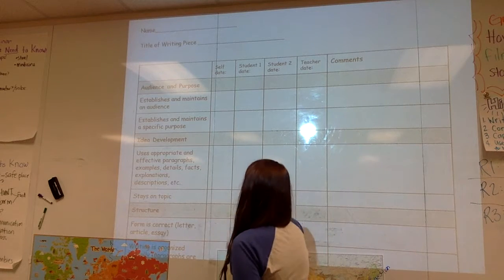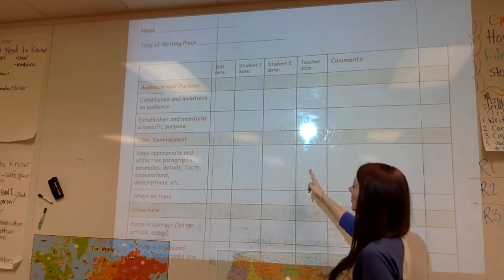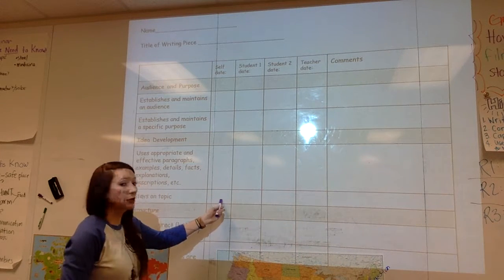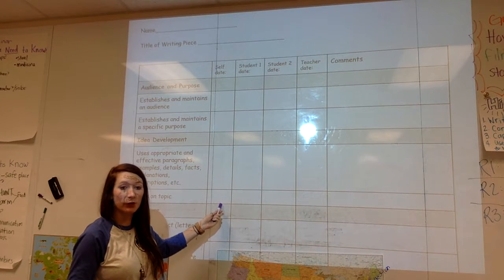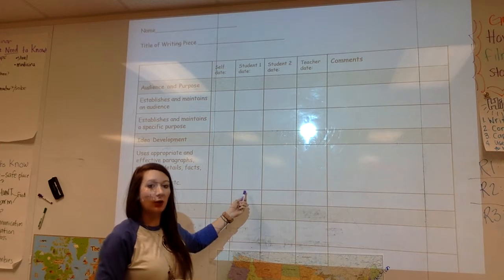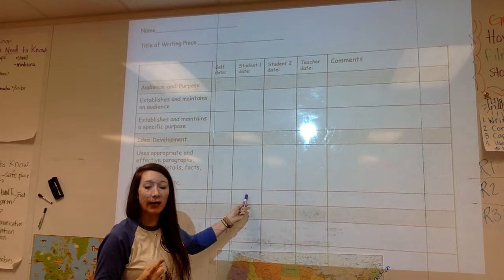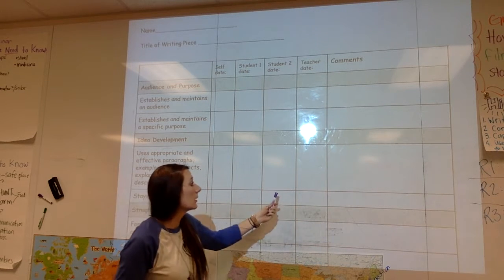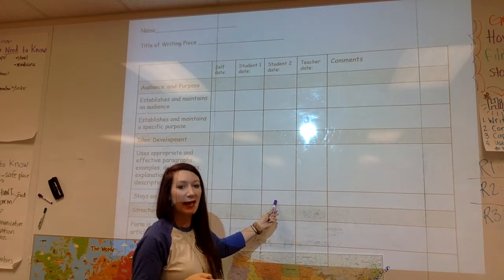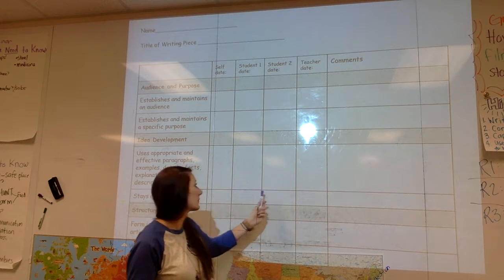If you look at the columns, you'll see that each column has a different purpose. The first column is for you to evaluate yourself, for you to review your own writing by yourself. The second column is for another student in our class to look over your writing and leave comments. The third column is for a second student in our class to look over your writing and make comments in the columns.